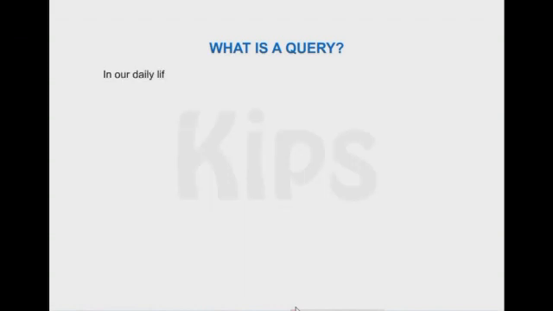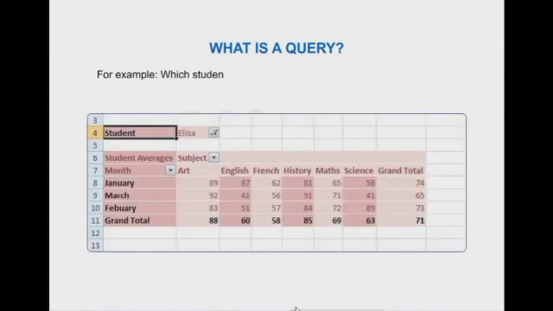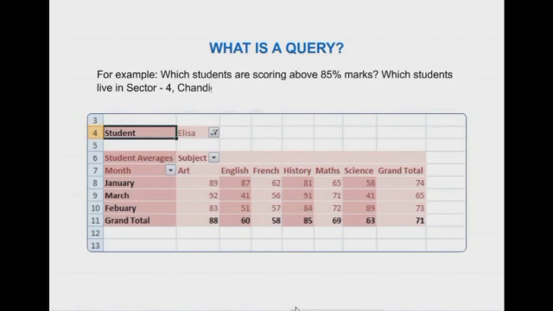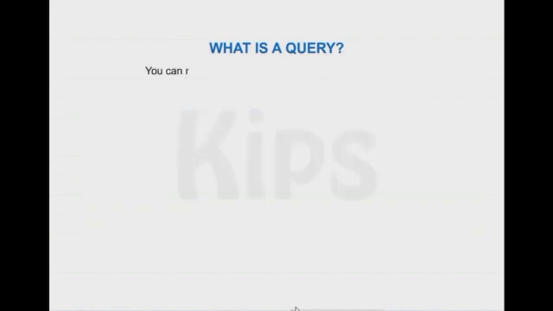In our daily life, we form several types of queries to get specific information. For example, which students are scoring above 85% marks? Which students live in Sector 4, Chandigarh? We can make quick decisions depending on the criteria.